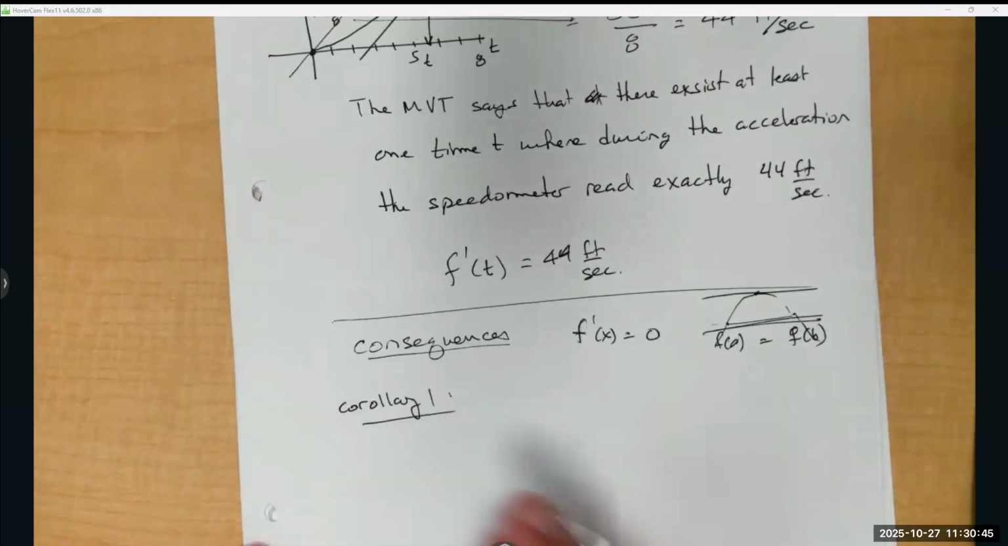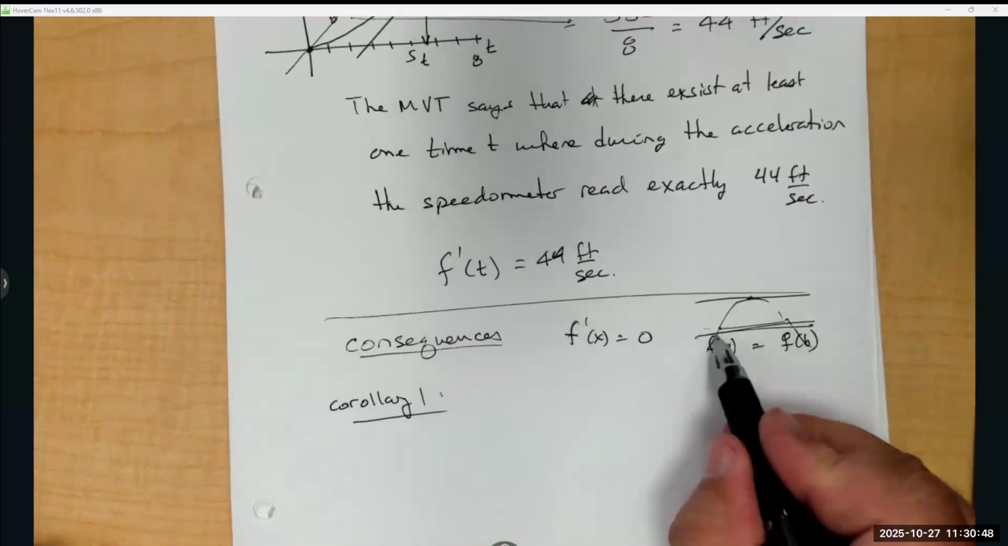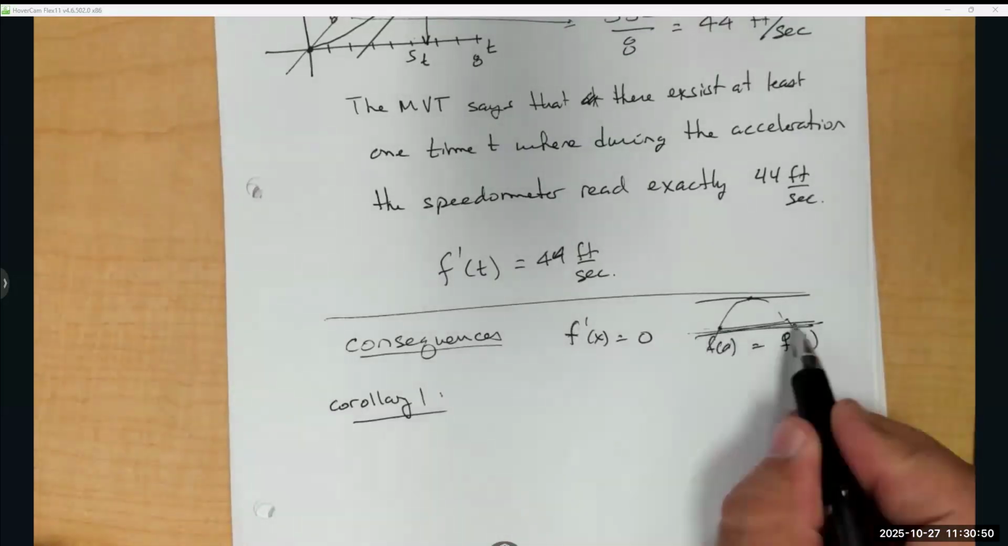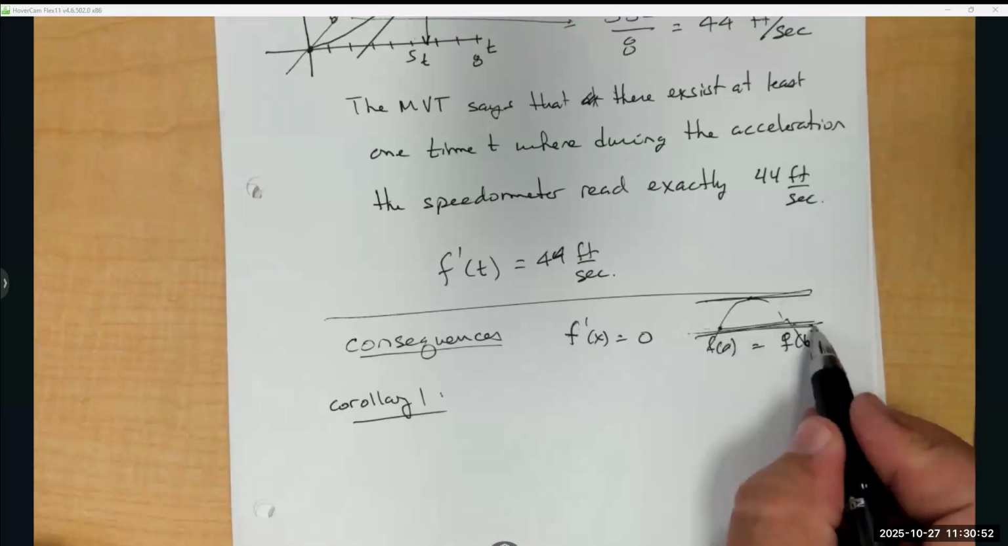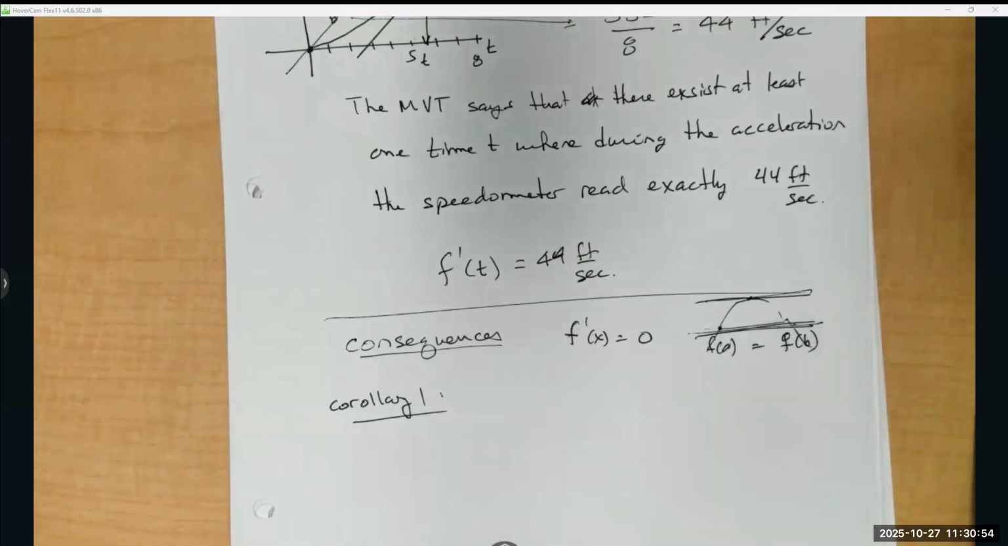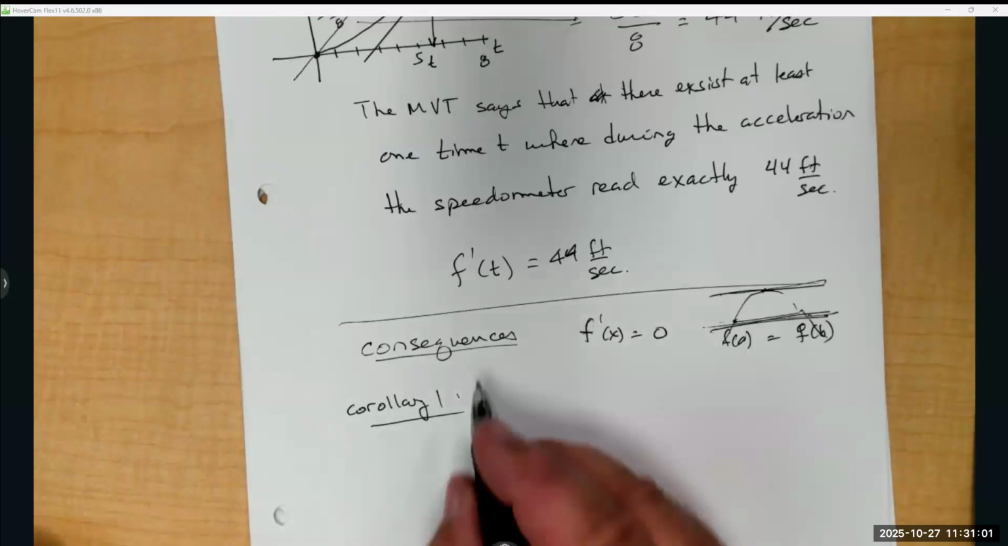Corollary 1 says this. Because we can find A and B, that's the secant line. So what they're saying here is the secant line and the tangent line both have to have the same slopes. And that must exist. That has to exist if the function is continuous on a closed interval.